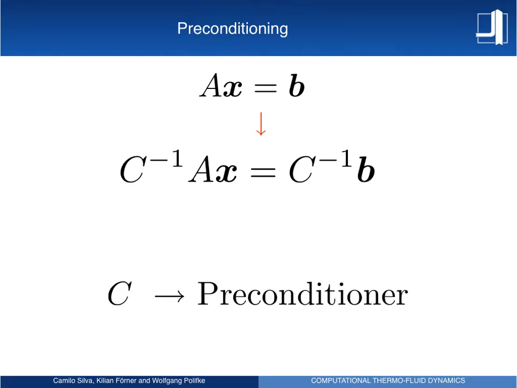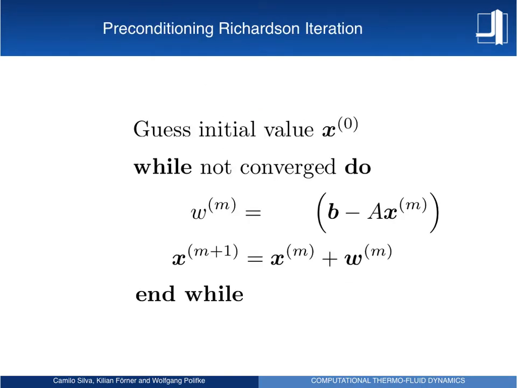So now the question is how to obtain this C, this preconditioner. We'll see that in a couple of slides. First, let's go to the Richardson iteration. This is a very interesting algorithm which actually delivers results.